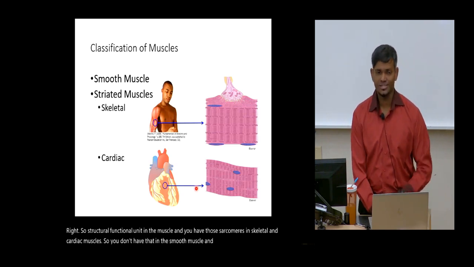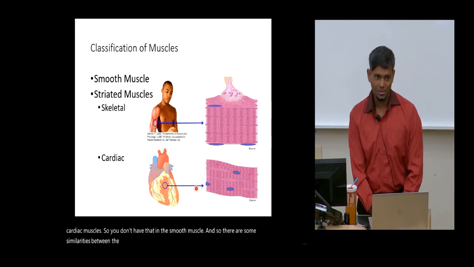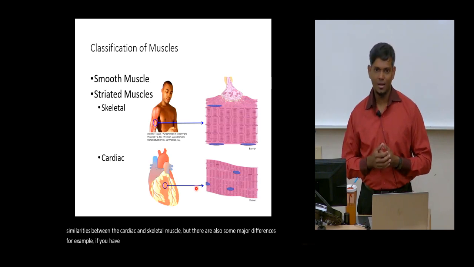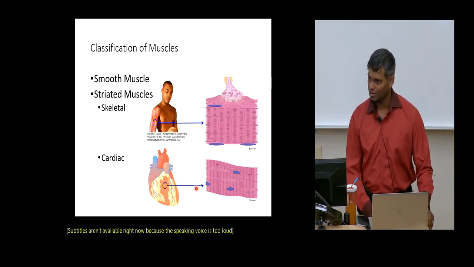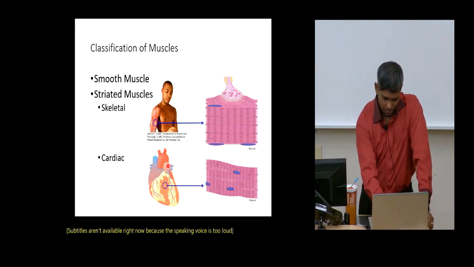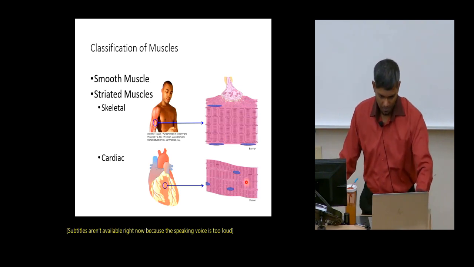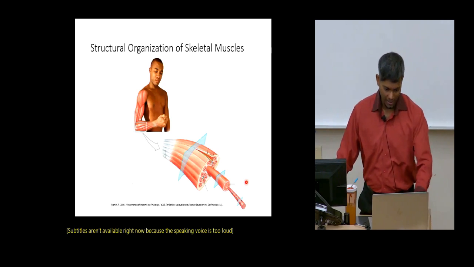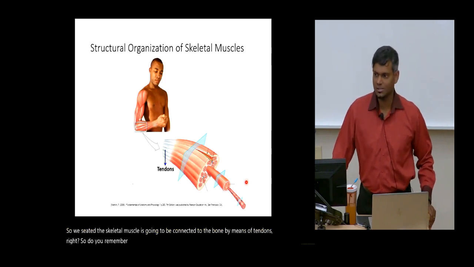And so there are some similarities between the cardiac and skeletal muscle, but there are also some major differences. For example, you have no control over the contraction and relaxation of the cardiac muscle, but you can control many of your skeletal muscles. So with that, let's take a closer look at the structure of the skeletal muscle. So we see that the skeletal muscle is going to be connected to the bone by means of tendons, right? So do you remember what type of connective tissue makes up tendons?